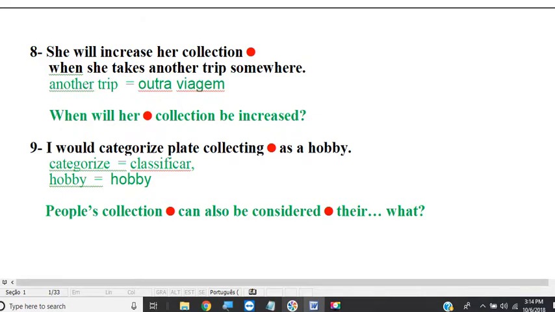Line 8. She will increase her collection when she takes a trip somewhere. Question. When will her collection be increased? Well, she will increase her collection when she takes a trip somewhere.